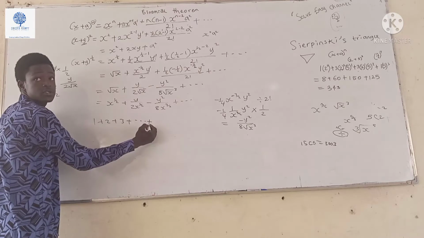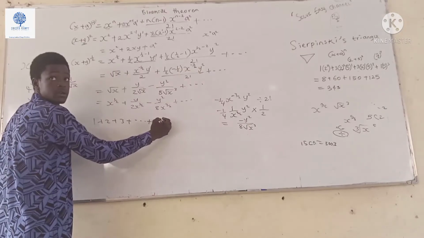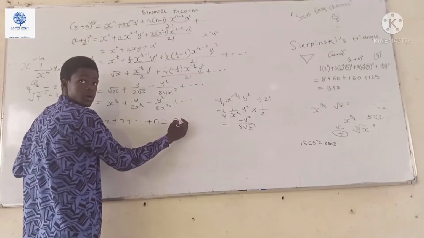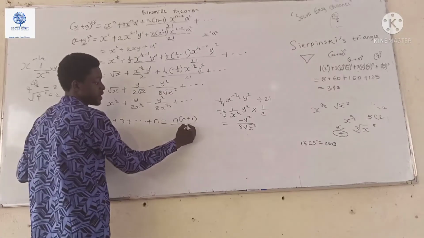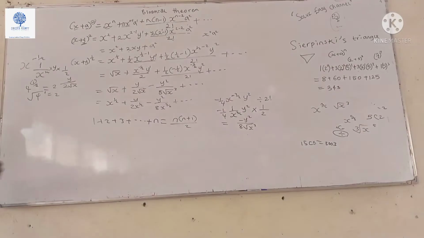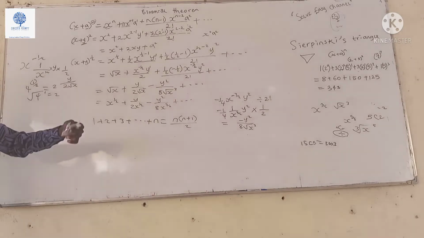Plus dot dot dot plus n equals n bracket n plus 1 divided by 2. Now, for mathematical induction, for those people that have attended the class, how many steps are there in mathematical induction? How many steps do we have? 2. We have 2 steps. This is exactly how the question might come out: how many steps do you have.